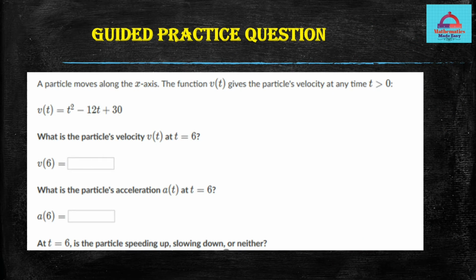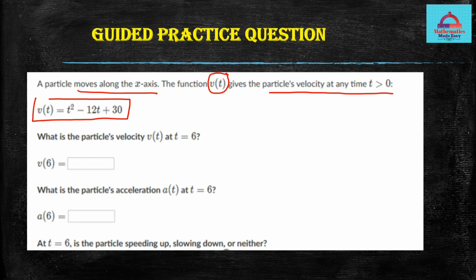Okay, so let's now do an important guided practice question. In this question, we will use both the concepts together, the velocity at the point t and the acceleration at the point t. So the particle is moving along the x-axis. The function v of t is giving the particle's velocity, and v of t is already given to you in the question. You need to find here 3 things. Number 1, the velocity at the point t equal to 6. Number 2, the acceleration at the point t equal to 6.